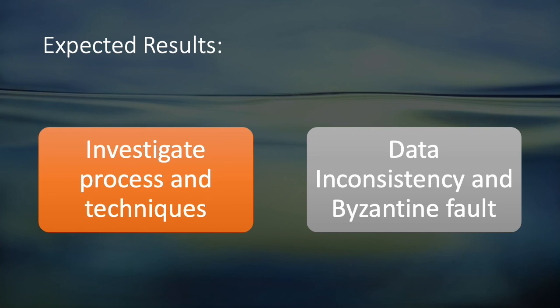Expected results. This project aims to achieve the following: investigate the processes and techniques for multi-master replication that are currently in place, and research the performance of various designs, as well as the resilience of present architectures to data inconsistency and Byzantine faults. We also consider novel ideas and put them into action, in order to implement multi-master replication that is both effective and efficient.